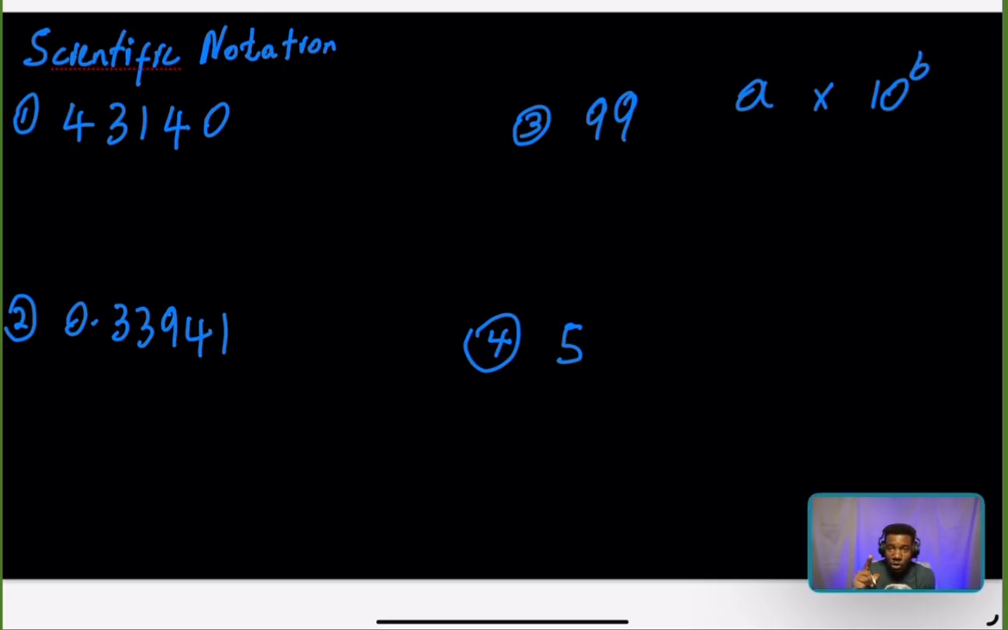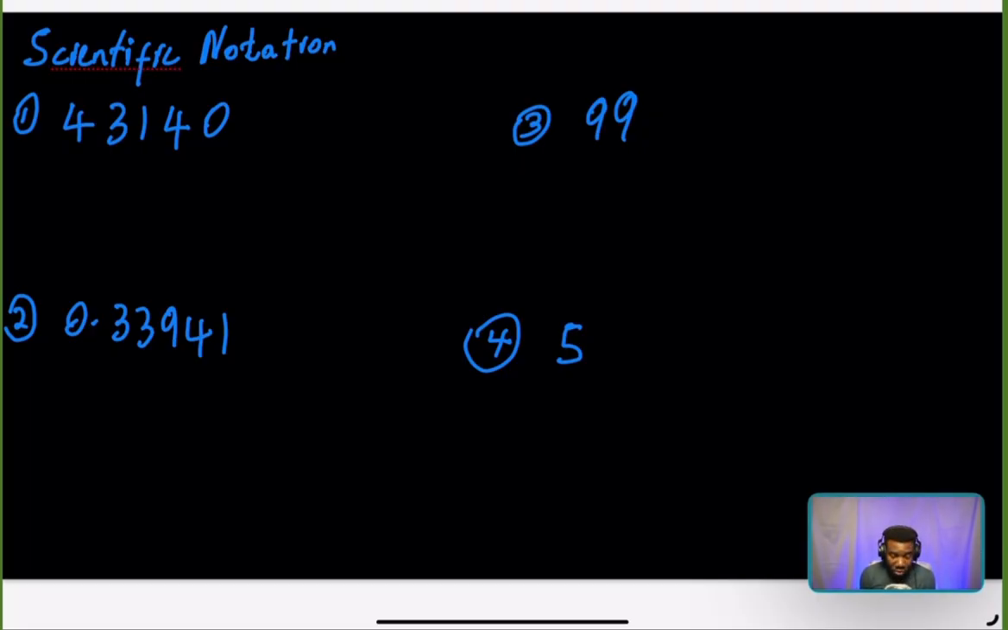The thing that we must remember though is that A is going to be a number that ranges from 1 to 9.9999 and so on. So therefore, A should be less than 10, but it should not be lower than 1. Okay, so those are the range of values for A. And then B is just the power of 10. So let us look at how we can convert these numbers that we are given into this form.